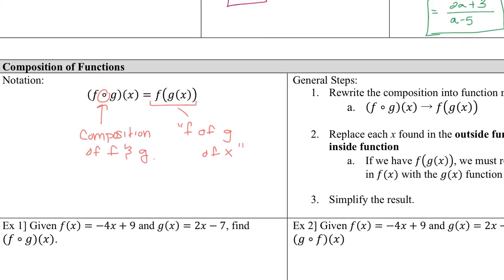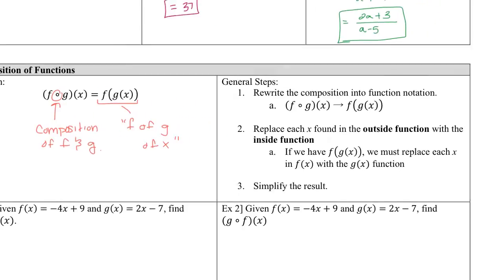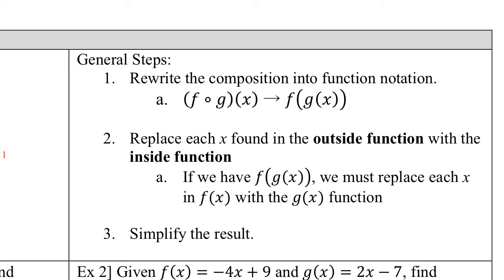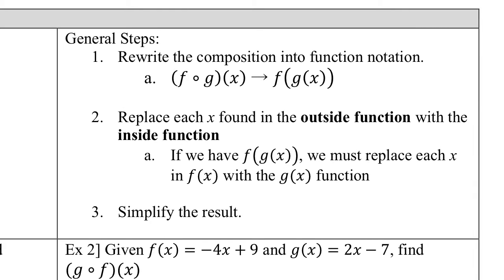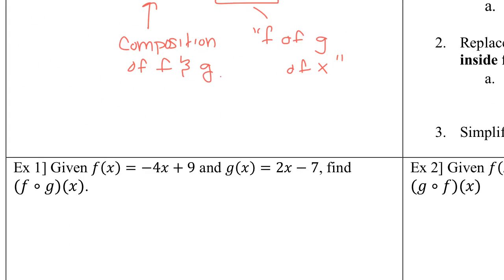So some basic steps. First of all, rewrite the composition the way it's shown. Since in this case f comes before the composition symbol, that's the outside function. g is after the composition symbol, so that's the inside function. The order does matter, so make sure you are following the correct order. Then we're going to replace each x found in the outside function with the inside. So kind of like replacing x with a 4, except now we're replacing with another function. And then step 3, simplify the result. So let's do an example.